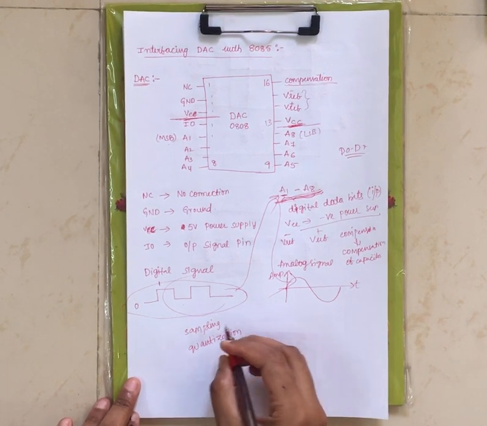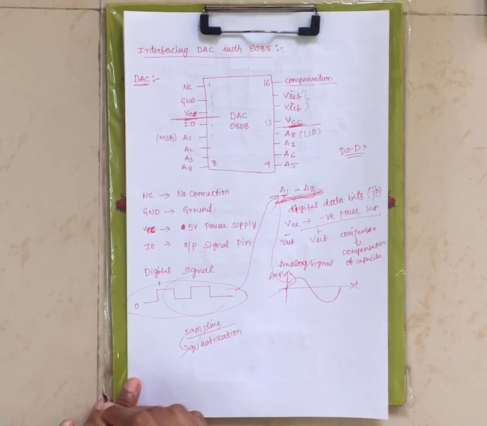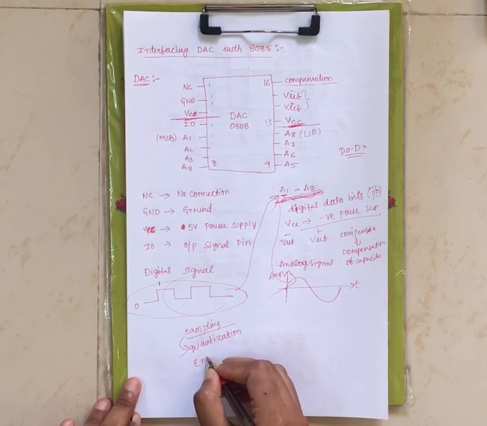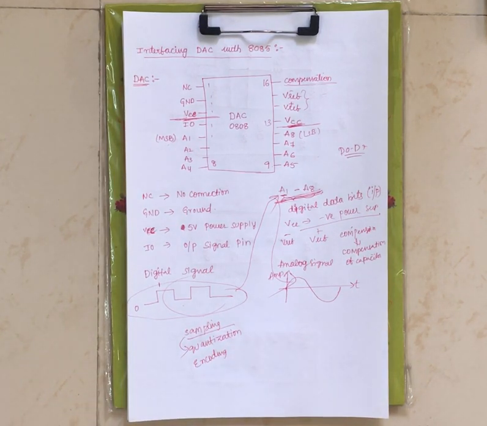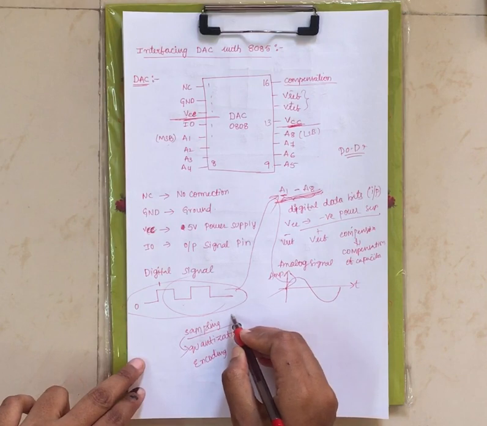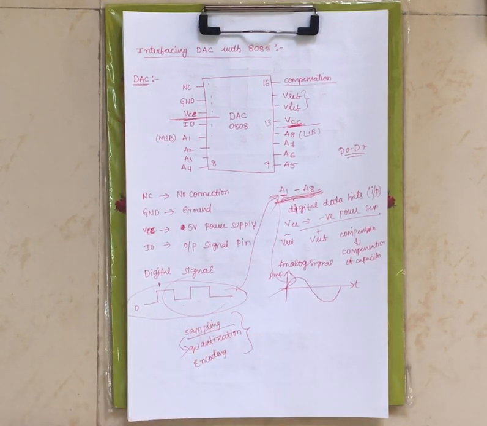The first process is sampling, next it proceeds with quantization, and next with encoding. You might have seen the encoder in your digital circuits; encoding is done through an encoder. These are the 3 steps involved in conversion between analog and digital signals.